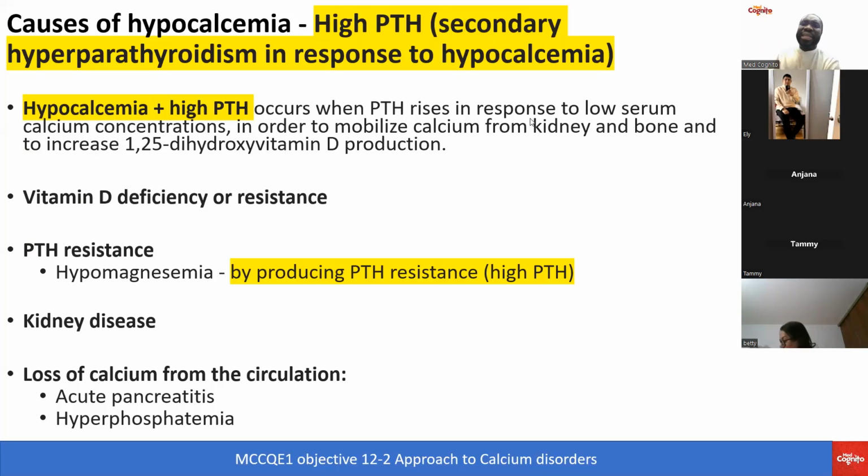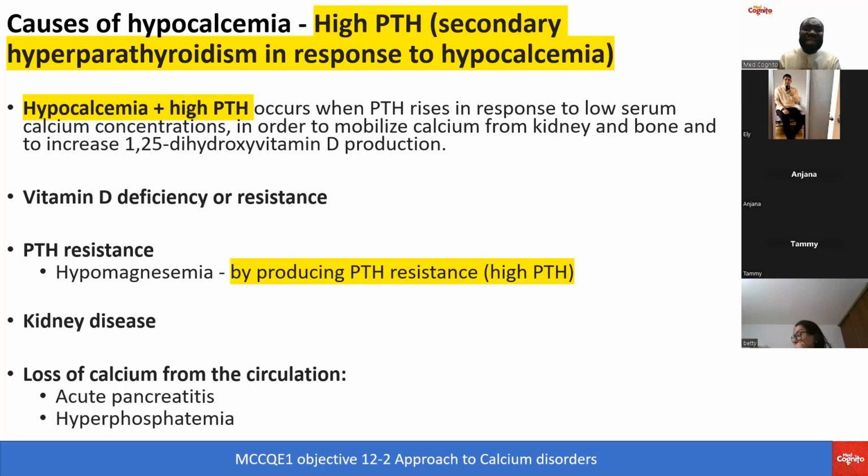This occurs when there is a response to the low calcium concentration. So it's like the parathyroid hormone is being called into action. And you can see this in patients who have vitamin D resistance or vitamin D deficiency, and patients who also have hypomagnesemia. Doctors, this is a very technical concept, and that is why a lot of people don't get it. That is why I want to take my time so that we can break it down. And also patients who have kidney disease.